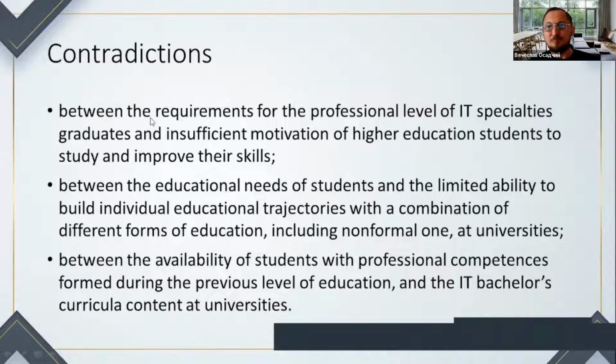Our research led to identifying some contradictions that hinder the efficient professional training of future IT specialists. In particular, between the requirements for the professional level of IT graduates and insufficient motivation of higher education students to study and improve their skills. Between the educational needs of students and the limited ability to build individual education trajectories with a combination of different forms of education at universities. Between the availability of students with professional competences formed during the previous level of education and the IT bachelor's curricular content at universities.